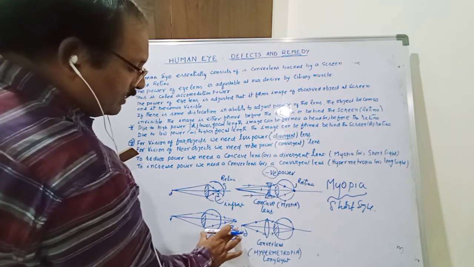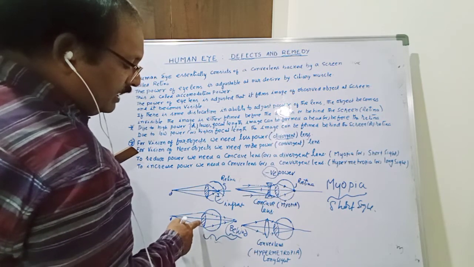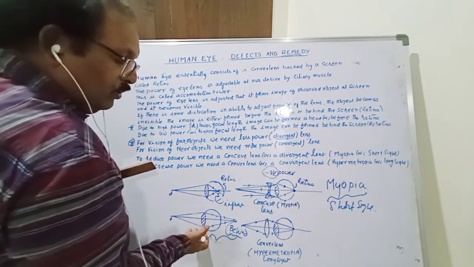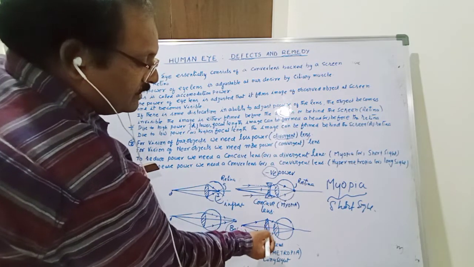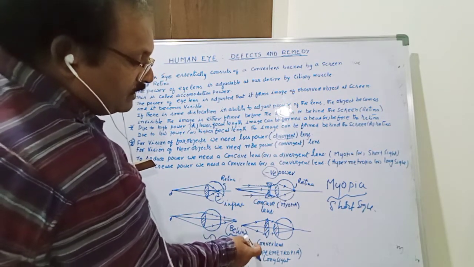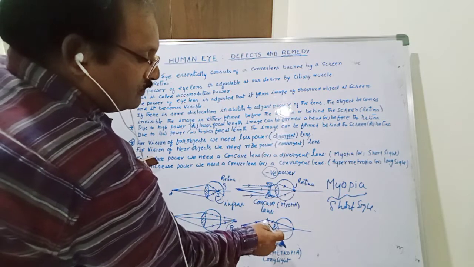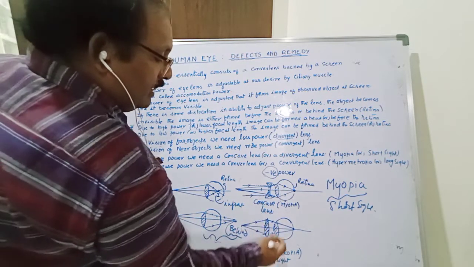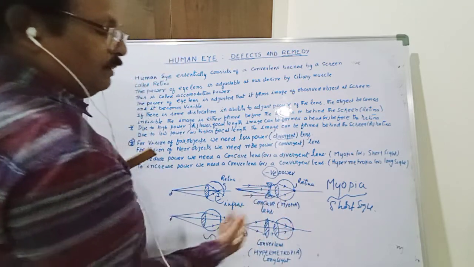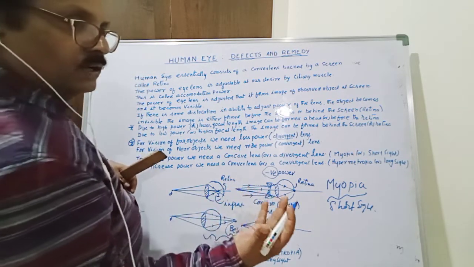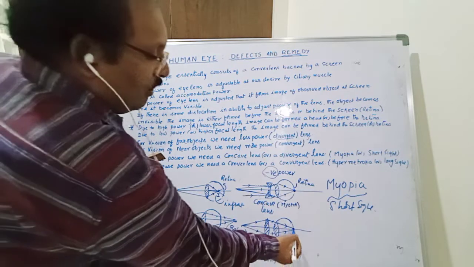Reciprocal of focal length is called power. Power of this human eye is decreased. So I have to increase the power of the human eye. To increase the power of the human eye, you have to take a convex lens. When you take a convex lens, definitely the power of the lens will be increased in such a way that the lens is again going to form the image on the retina. So with sufficient magnification, without straining the eye, we are able to see the image on the retina.